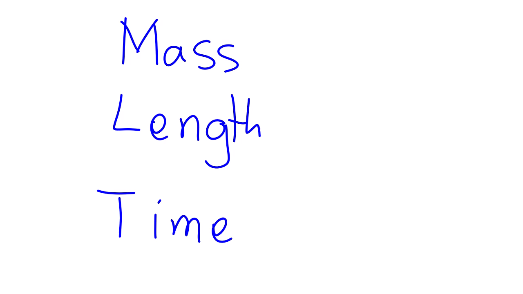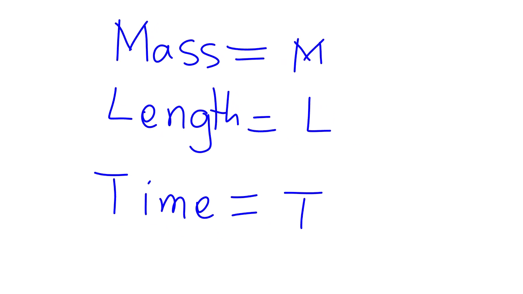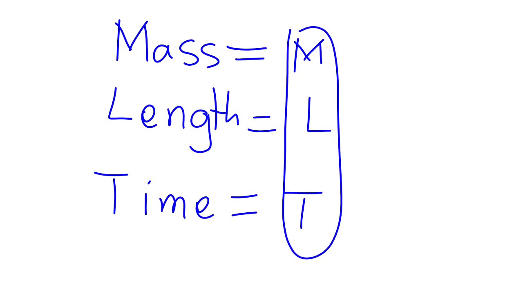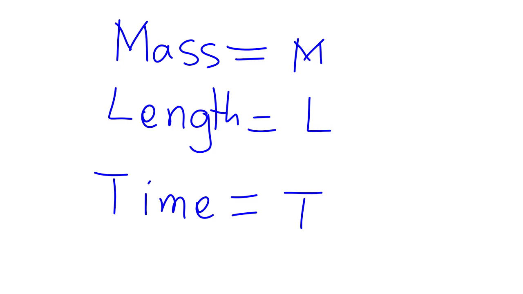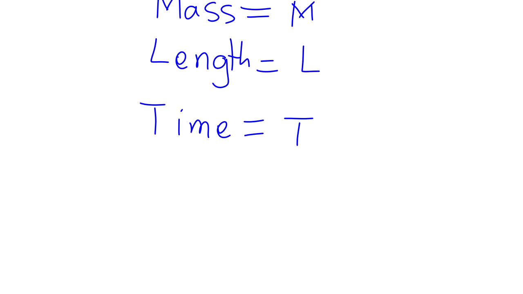So let's use symbols for these three quantities. We have mass. Let's just write M for mass. Then let's write L for length. Then let's write T for time. When we use these alphabets or symbols to represent these quantities, then we also put them in the formula for a derived quantity. For example, the formula of area.